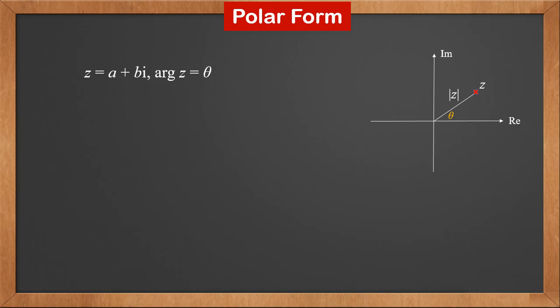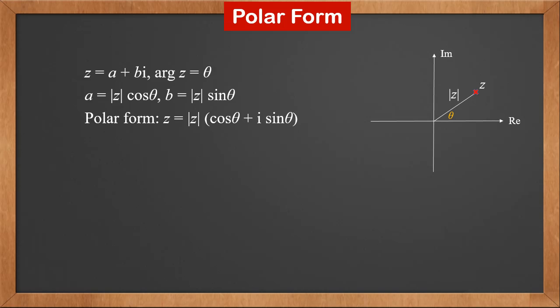We know a complex number z equals a plus bi can be plotted in the Argand diagram. Its distance to the origin is z's modulus. Its argument is theta. From trigonometry, we know a is z's modulus times cosine theta, and b is z's modulus times sine theta. Therefore, z can be written into the polar form, z's modulus times cosine theta plus i sine theta.